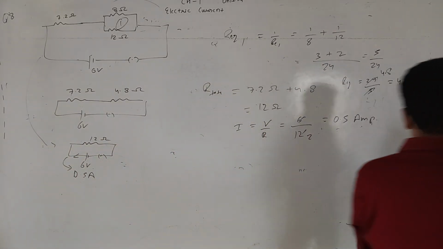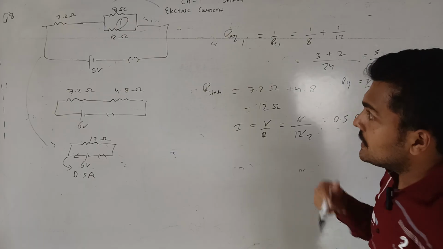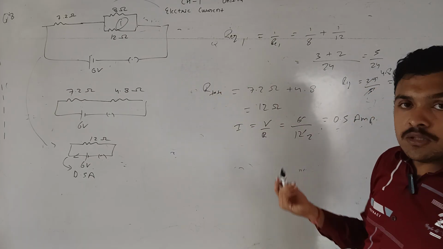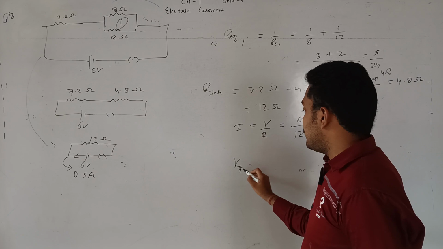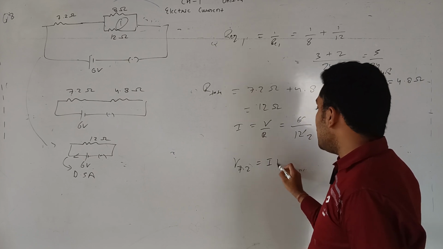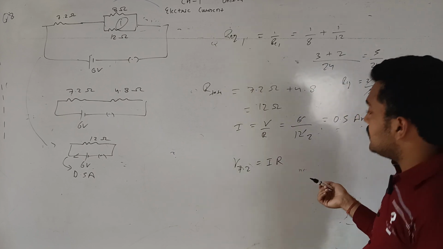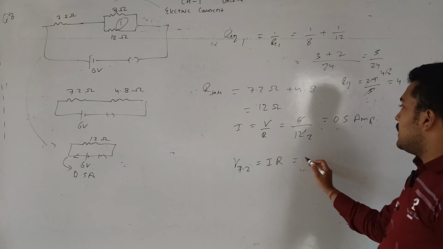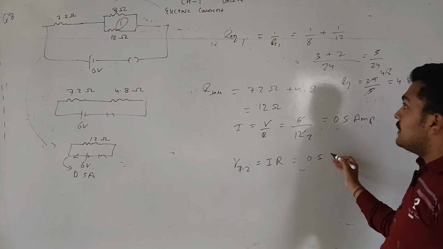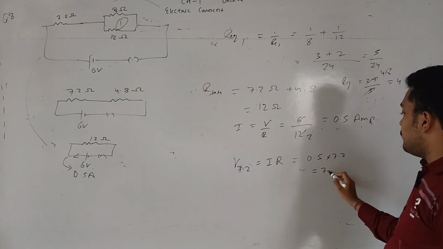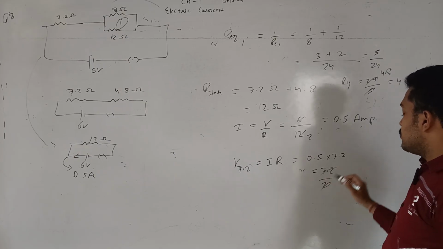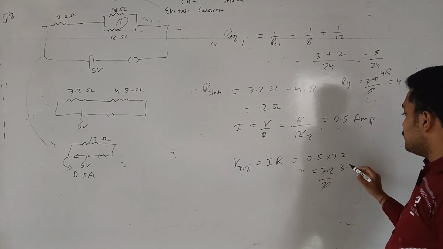drop across the 7.2 ohm resistance. So again, potential drop across 7.2 ohm is I into R. What is I? I is the current and R is the resistance. Current is 0.5 and resistance is 7.2. So this comes out to be 7.2 divided by 2. 2 threes are 6 and 2 sixes are 12.